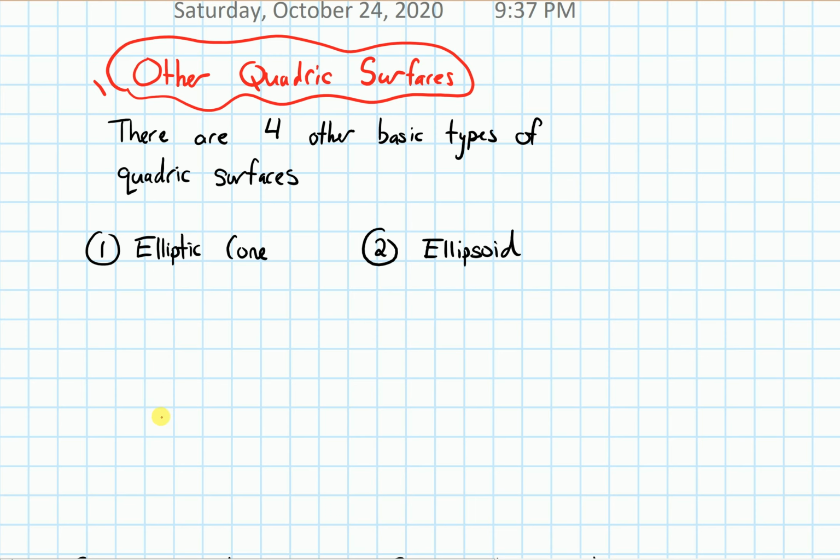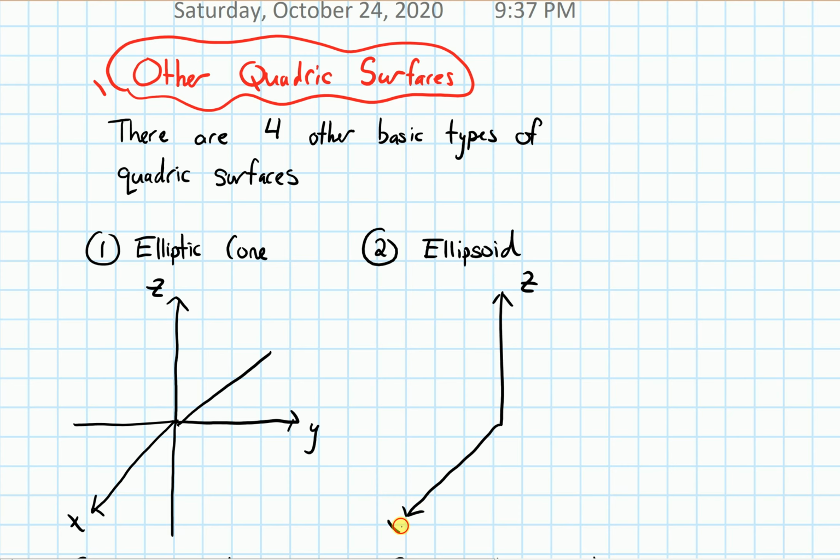Alright, so for elliptic cone, let me begin by drawing some axes. I'll draw my x, my y, and my z-axis, so negative directions. Let me do the same thing for the next one, just to get ready. So I'll draw my axes, so my y, x, y, and z, and the negative directions. And now let's draw in these shapes.